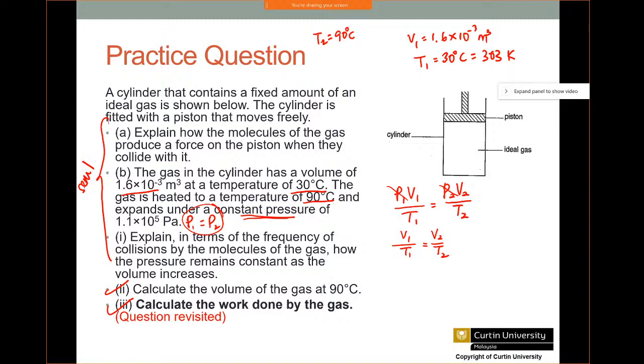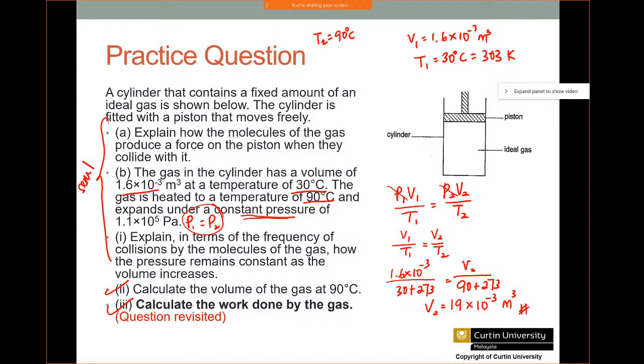So V1 is 1.6 times 10 to the power of negative 3. T1 is 30 plus 273. V2 is our unknown. T2 is 90 plus 273. So we get 1.9 times 10 to the power of negative 3 meter cube.